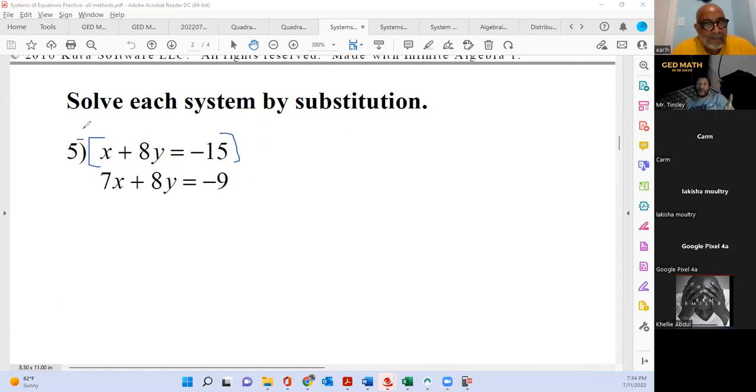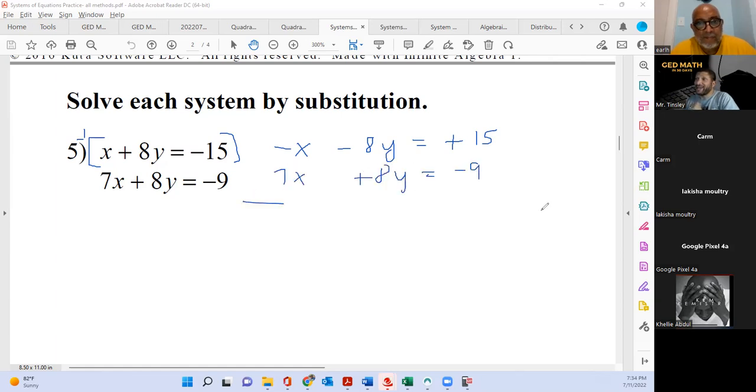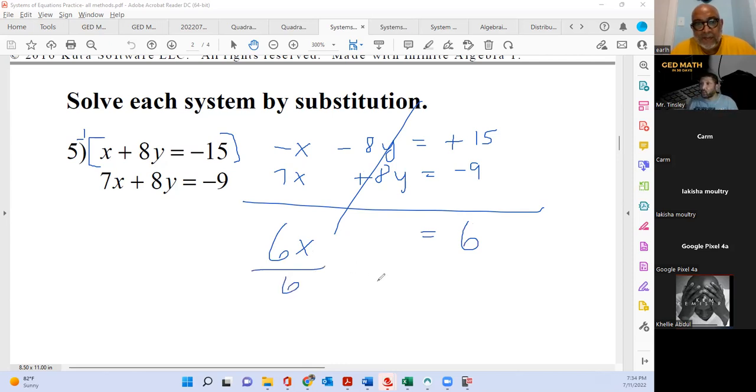Watch this. If I multiply the first one by -1, I'm gonna get negative x minus 8y equal positive 15. Anytime you multiply by -1, all you're doing is changing the sign. So positive x becomes negative x, plus 8y becomes negative 8y, negative 15 becomes positive 15. 7x plus 8y equal -9. Now what you should notice, they cancel each other out. 7x minus x is 6x, equal 15 minus 9 is 6. This is a simple one-step algebraic equation. Divide both sides by 6, x equal 1.